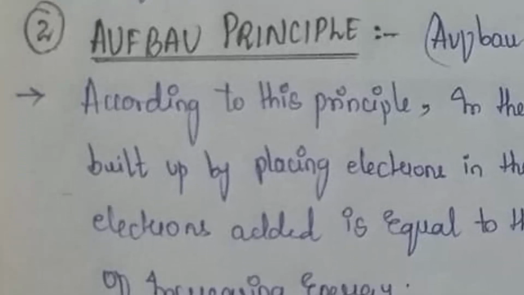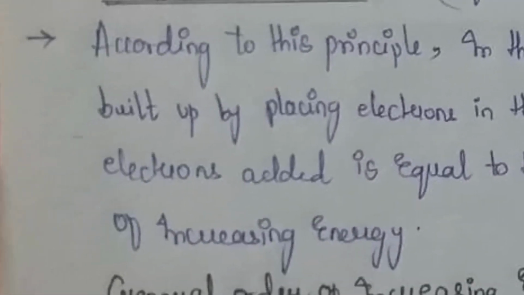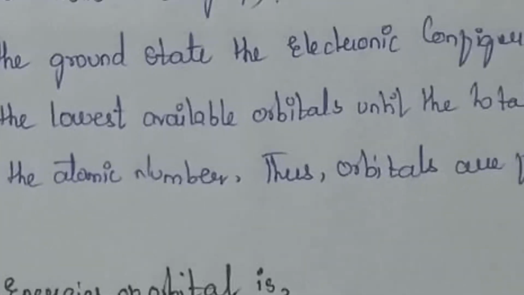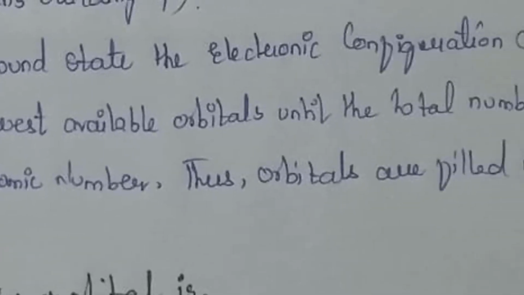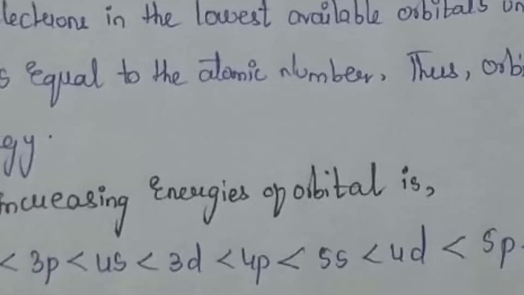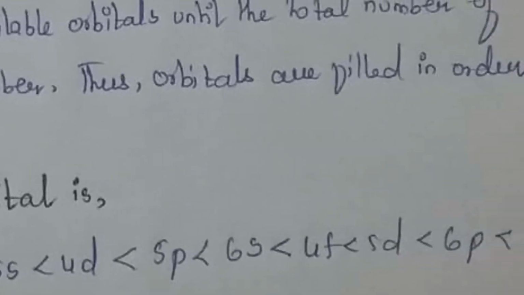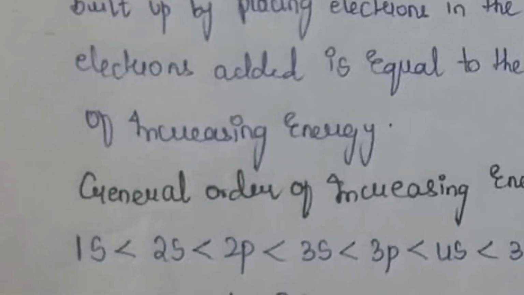Second principle is Aufbau principle. Aufbau is a Greek word which means building up. So according to this principle, in the ground state the electronic configuration can be built by placing electrons in the lowest available orbitals until the total number of electrons added is equal to the atomic number. Thus, orbitals are filled in order of increasing energy, until the electrons equal the atomic number, and they are accommodated in the ground state electronic configuration.